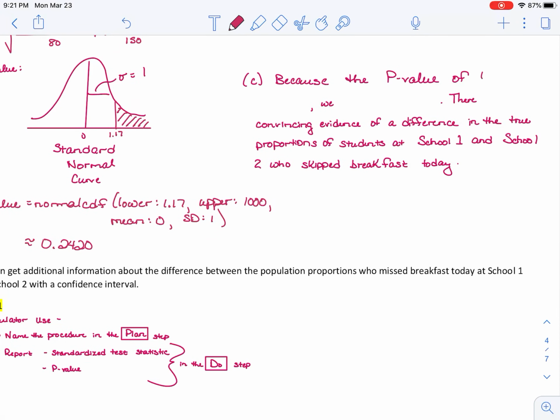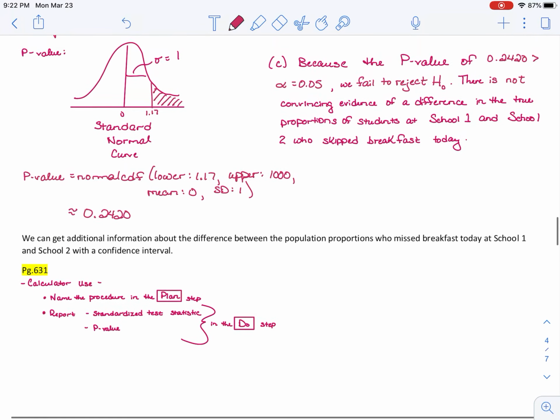So because the p-value of 0.2420 is larger than our level of significance, which I don't even remember what they said we were supposed to test this at, 5%. Much larger than that. Because of that, we're going to fail to reject the null hypothesis. Remember, you're always interpreting this by going back to your null. We're going to fail to reject that. There is not convincing evidence that there's a difference in these two proportions of kids who skip breakfast at these different schools.